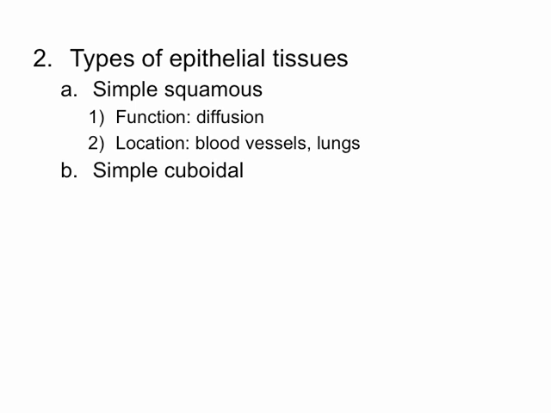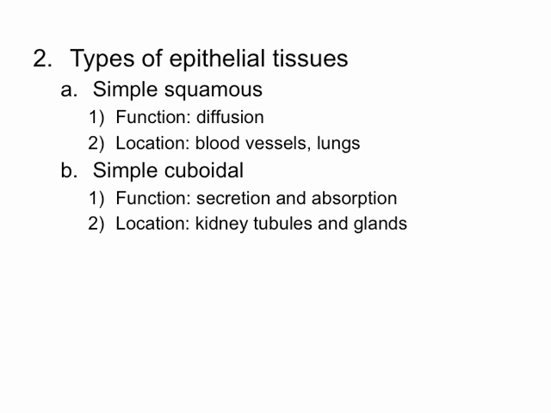The next type of epithelial tissue is simple cuboidal. As the name implies, this is going to be one layer of cube-shaped cells. The function of simple cuboidal epithelium is both secretion and absorption. You can find simple cuboidal epithelium in places like the kidney tubules, where we will have absorption of lots of materials that had been filtered out of the blood, let's say, and also glands. Glands do a great deal of secretion.